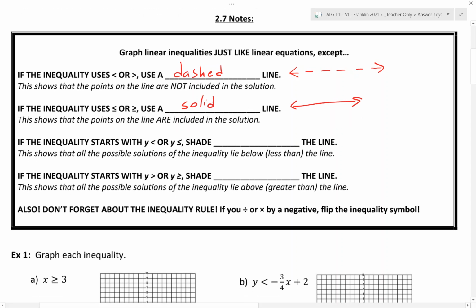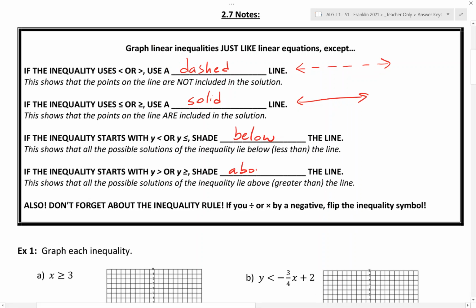Now to know where to shade, if we have y is less than or equal to, we will shade below the line. And if we have greater than or equal to, we will shade above the line. And this is to show that the possible solutions of this inequality are either below or above the line, depending on the inequality symbol. And don't forget, if you divide or multiply by a negative when you're solving, you've got to flip that inequality symbol.